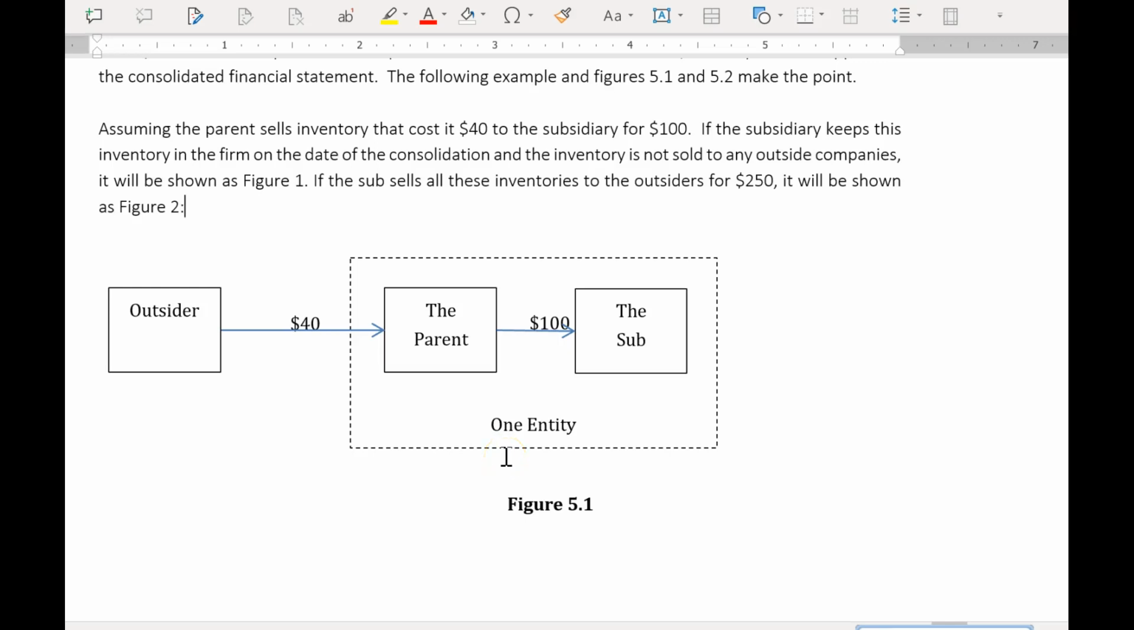In this video, I'm trying to guide you through inter-entity inventory sales. Let's first talk about the intuition of consolidation when we're looking at intra-entity sales within an entity.